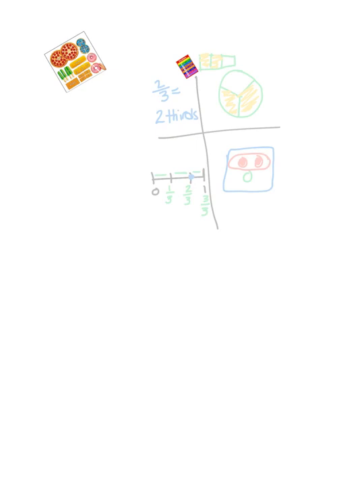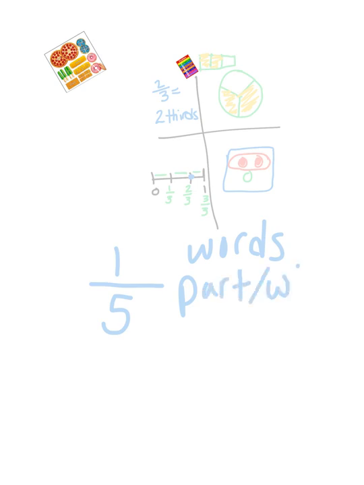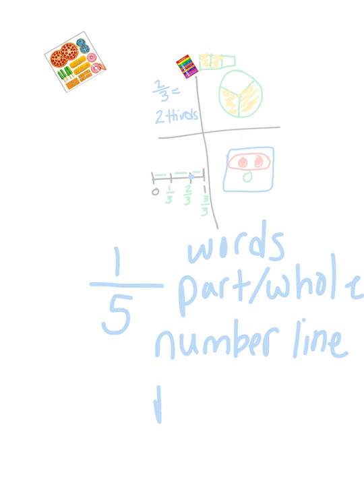Maybe fifths? I was thinking the same thing, actually. You're a mind reader. How many fifths? So the denominator is going to be fifths. Only 1. Okay. So scholars, we want you to show 1/5 in words, as part of a whole, on a number line, and as part of a set.